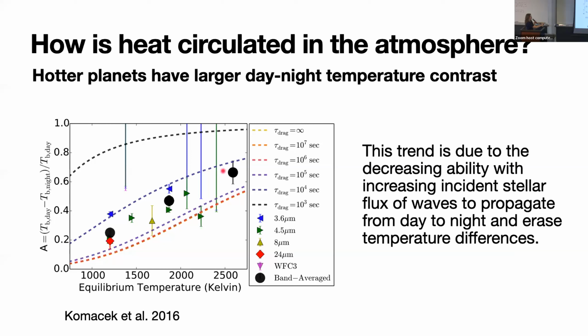And you can see this increasing trend here. So the hotter the planet is, the higher the equilibrium temperature is, the greater the temperature contrast is between the day side and the night side. And this is because the hotter your atmosphere is, the less efficient it is at recirculating heat to the night side.